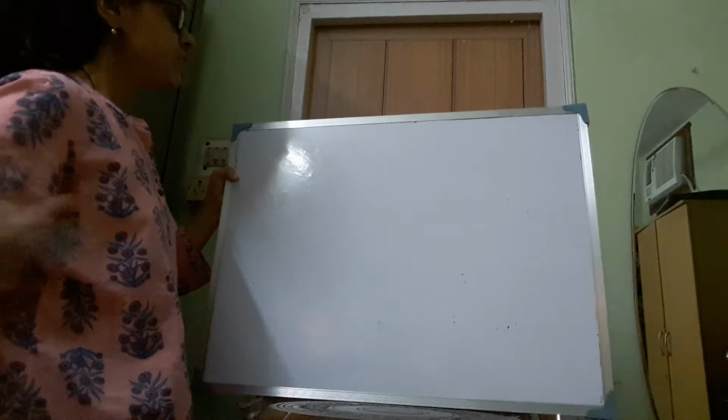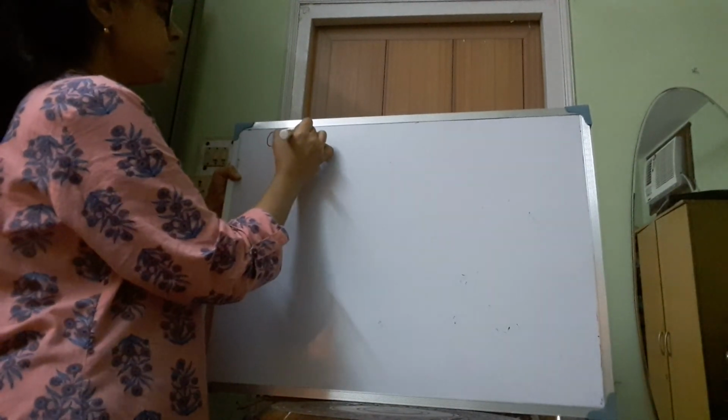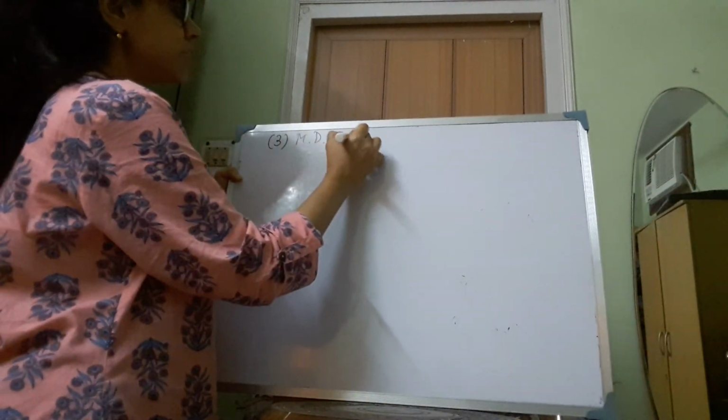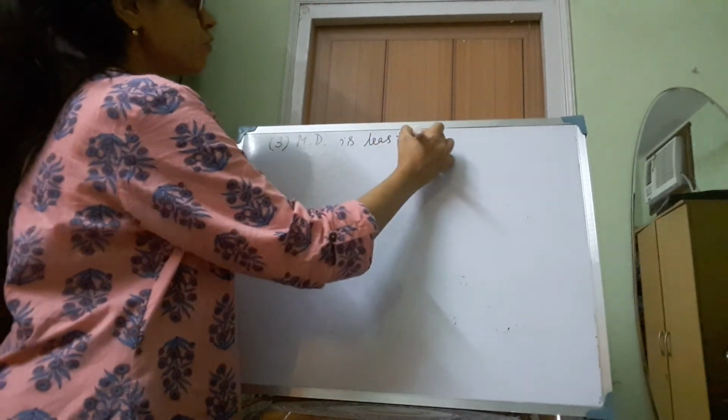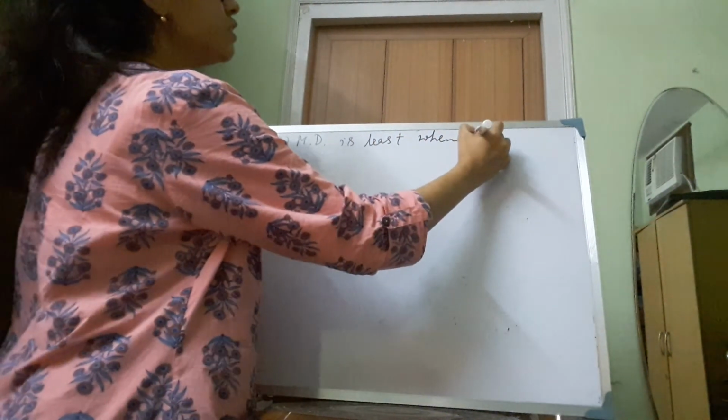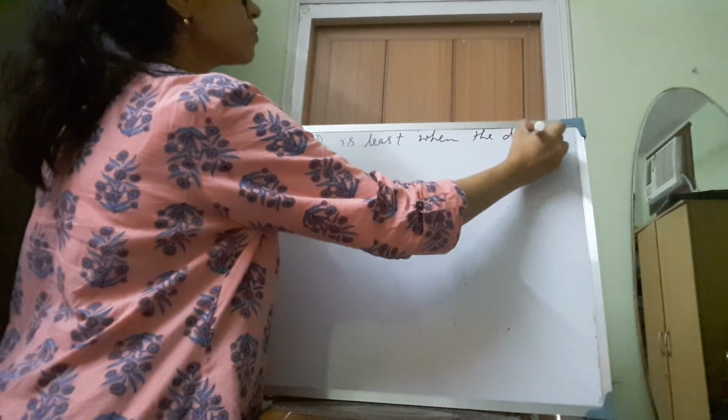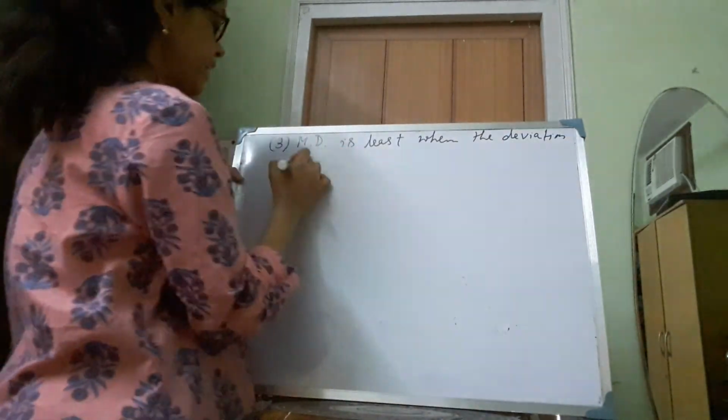Now the third property is mean deviation is least when the deviation is taken from the median.